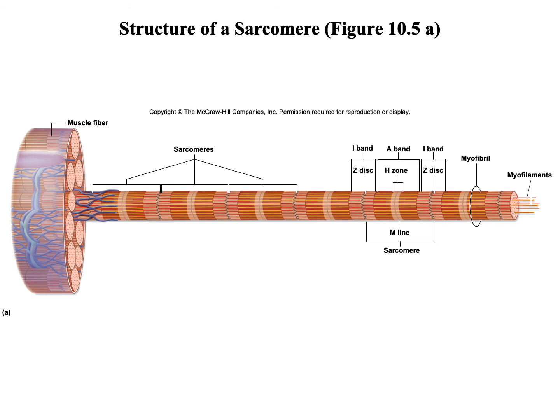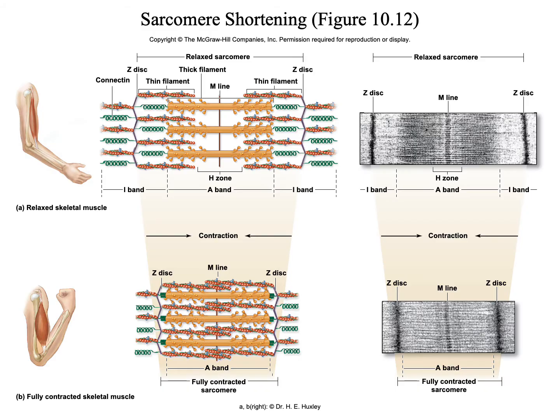Here's another setup. So we've got Z disc to Z disc. This whole thing is a sarcomere. Here's another picture. When the muscle is relaxed, this is what the actin and myosin are set up like. So they're overlapping each other, but there's a big gap right here. We're all relaxed. This is all actin. This is the I band.